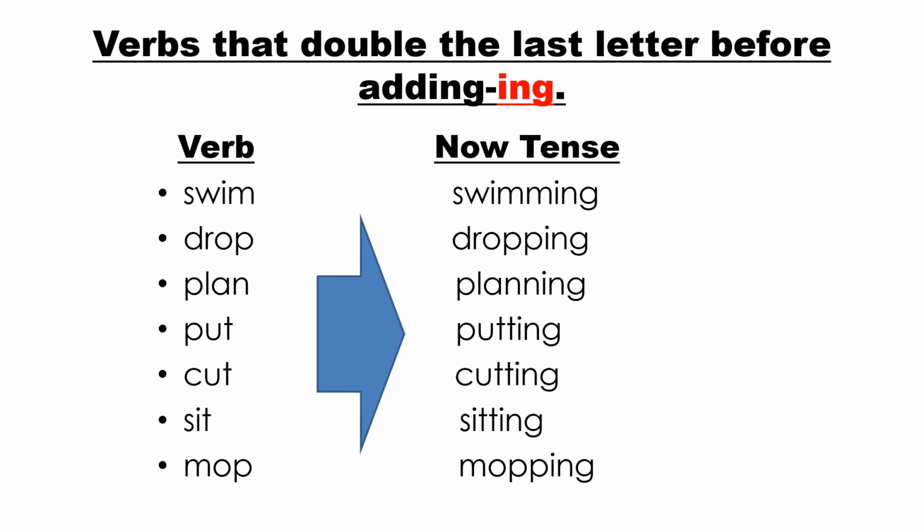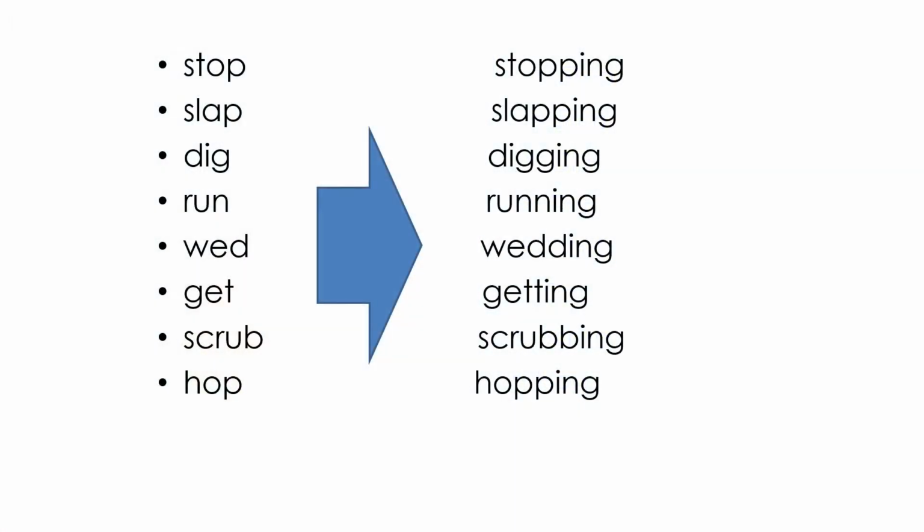We double T. Mop. Mopping. She's mopping the classroom. She's mopping the house. I am mopping my room. Mopping. Double P. We go to another one. Stop. Stopping. We double this and it becomes stopping. Slap. Don't slap someone. Slapping is bad. Don't slap, okay? But we double the last letter and it becomes slapping.